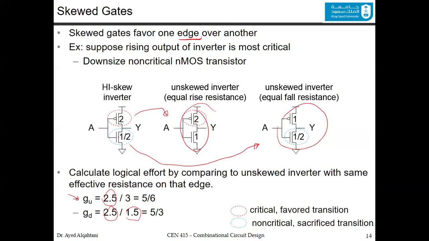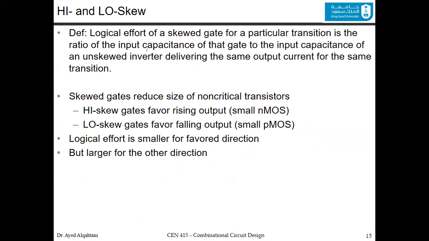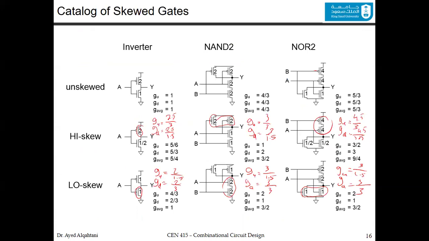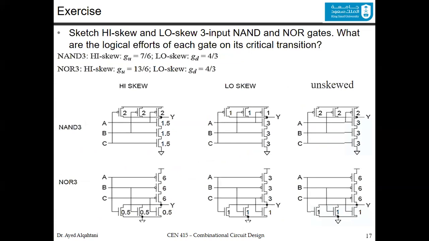So basically, the skewed gate is more precise or more detailed than the asymmetric one. Now let's have some exercises. This is actually for extending the inputs of the NAND and the NOR to 3 inputs, and we want to get the logical effort for each gate on only its critical transition.